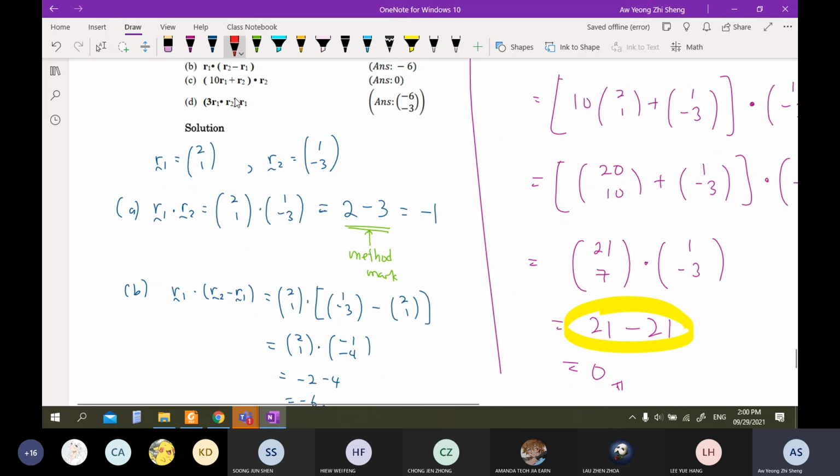So for question D, I would like to change the question a bit. I will add another layer of bracket here: (3R1 dot with R2), then followed by R1. Let's change the question here so that the meaning is now clearer, although it doesn't really affect the result. It's actually better to make the meaning clear.